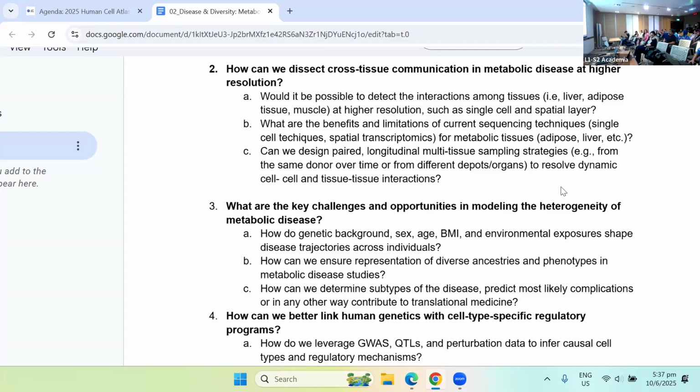I think that works for live biopsies, but not so much for postmortem tissue.